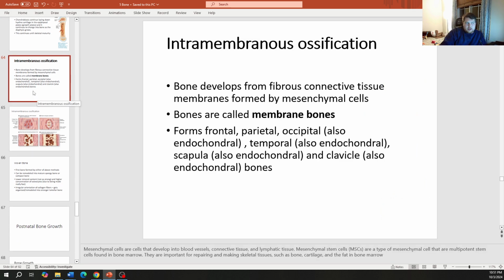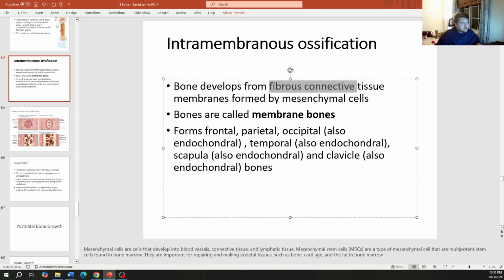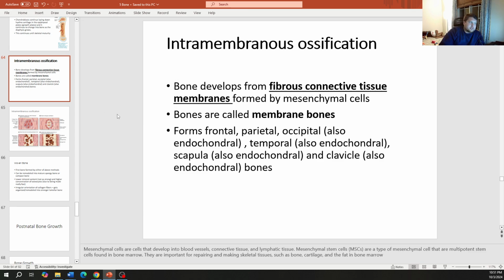Now, the other way is known as intramembranous ossification. So instead of hyaline cartilage, we have fibrous connective tissue membranes, which are formed by mesenchymal cells. And we talked about mesenchymal cells before. They're one of our embryonic cell types. They form what are called the membrane bones. So some of the skull bones, like the frontal, the parietal, and the temporal bones, as well as the clavicle and the scapula, are formed through intramembranous ossification. A lot of our flat bones are more intramembranous.